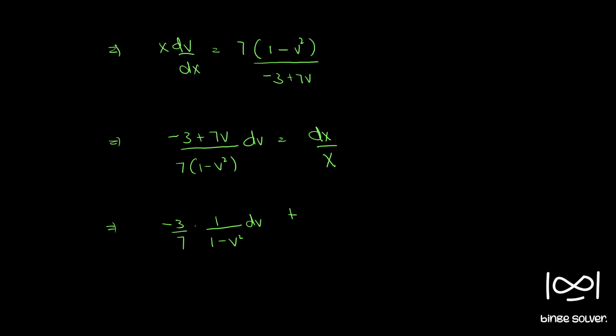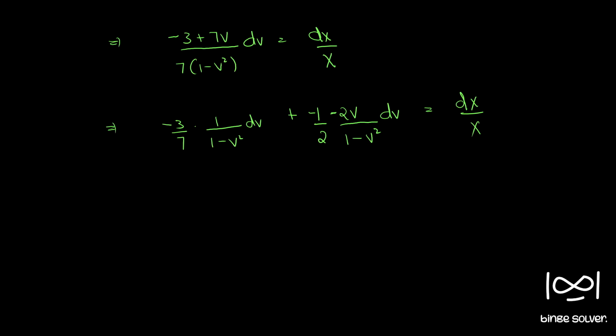So we write instead minus 1 by 2, minus 2v into 1 minus v square, okay, dv. So 7 gets cancelled, okay, is equal to dx by x.